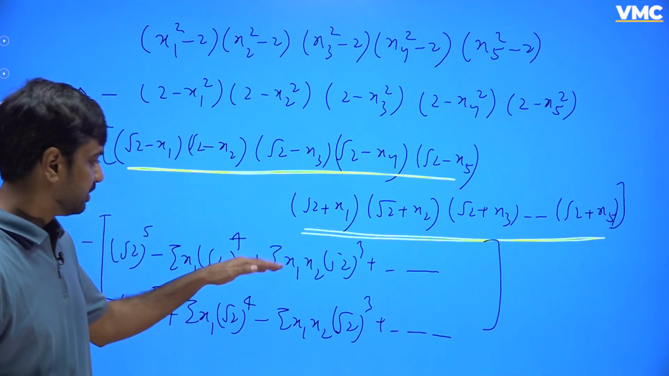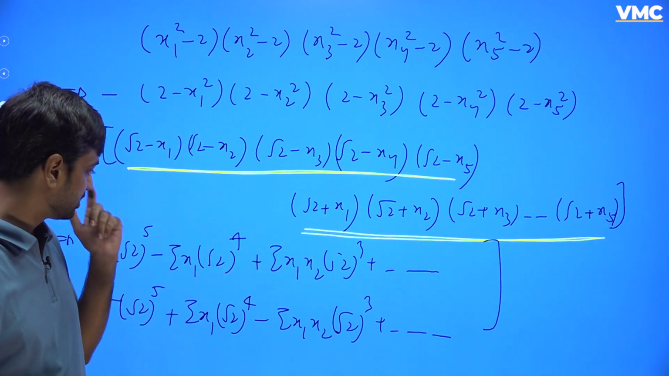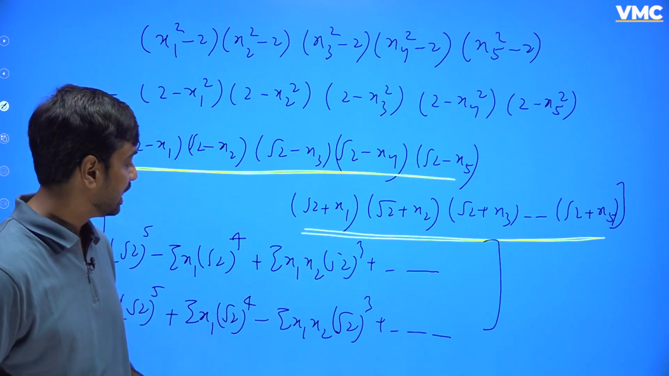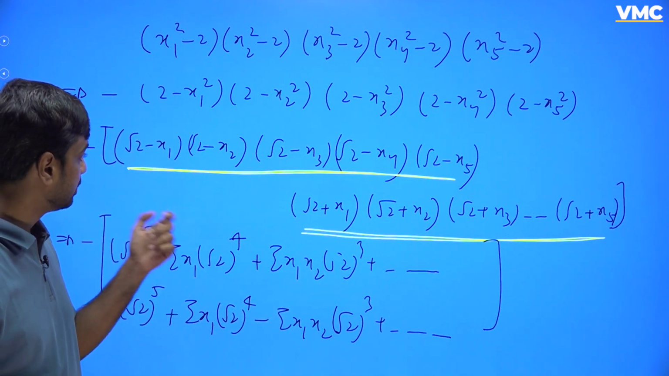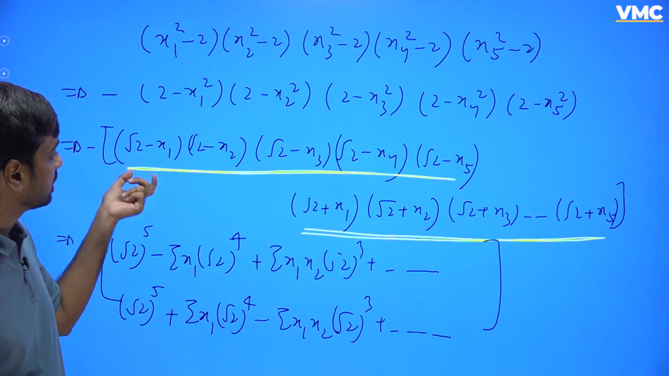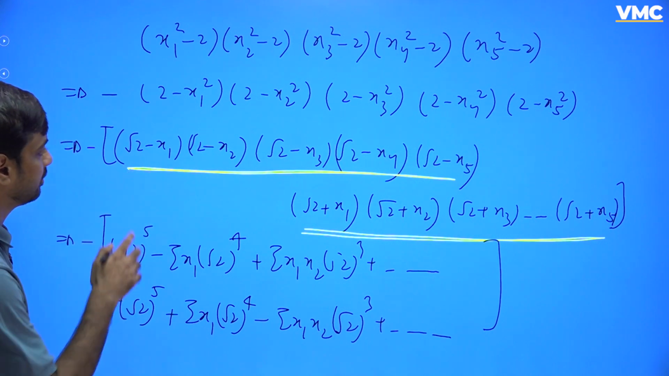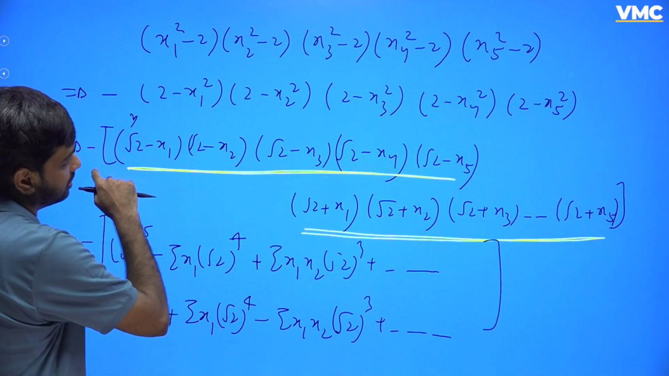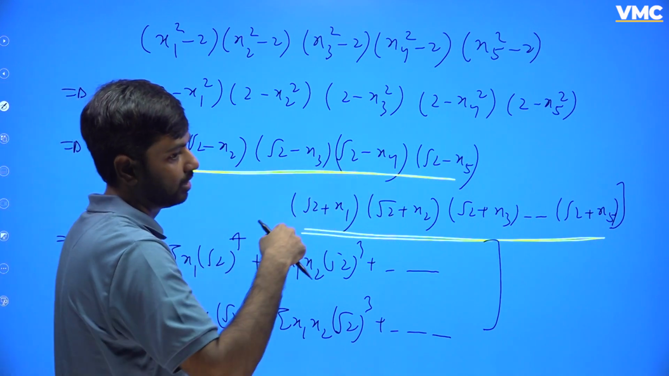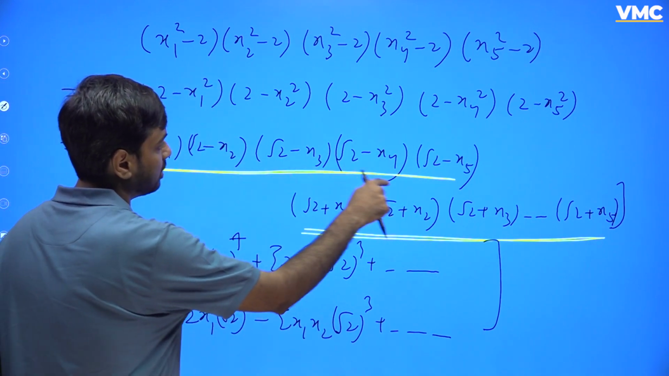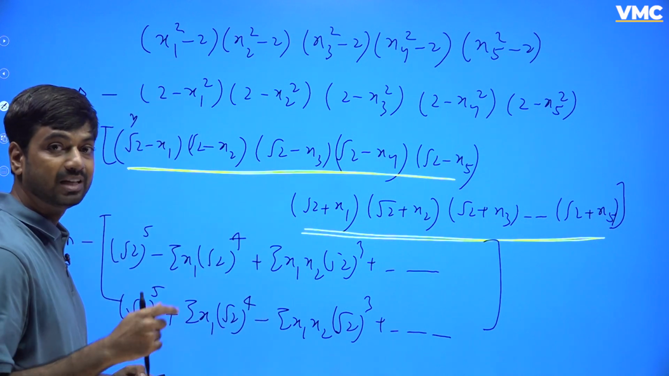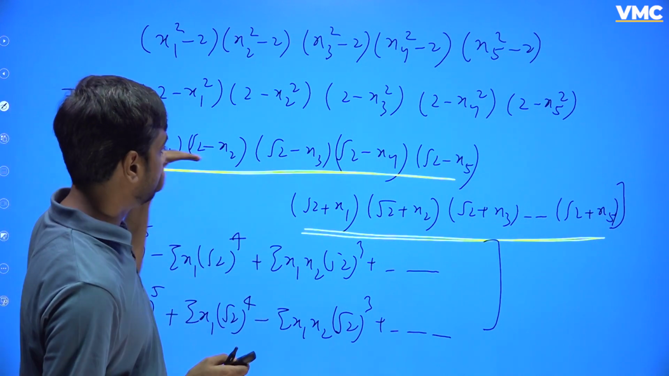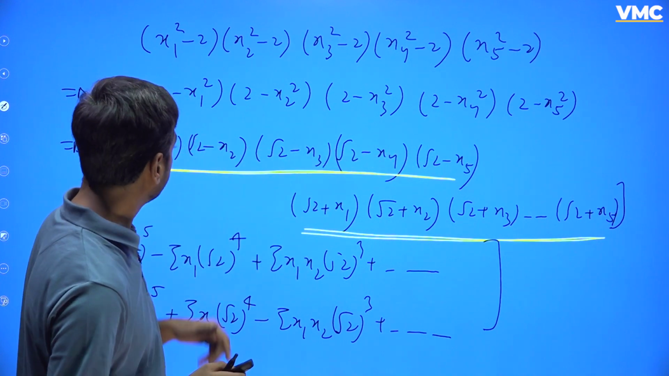So you can simplify from here. Just substitute the value of sigma x1 and here you can substitute sigma x1 x2. I'm repeating again what I have done here. As you can see, root 2 minus x1, root 2 minus x2. If you want to substitute root 2 as y, then when you multiply the first 5 terms, you will get a polynomial of degree 5 in y, right?